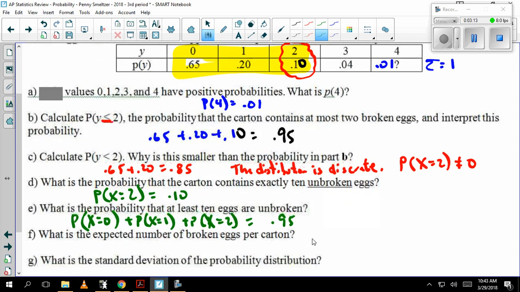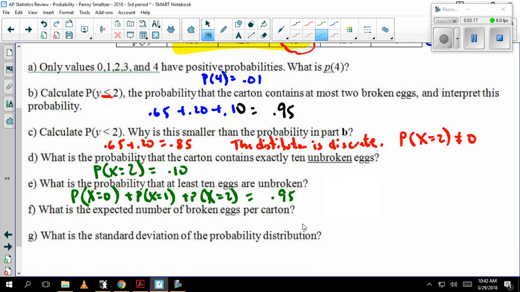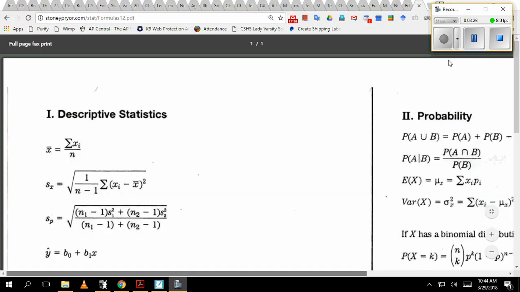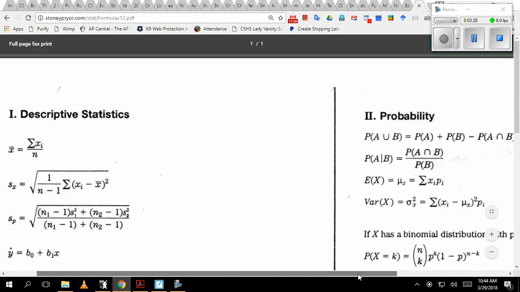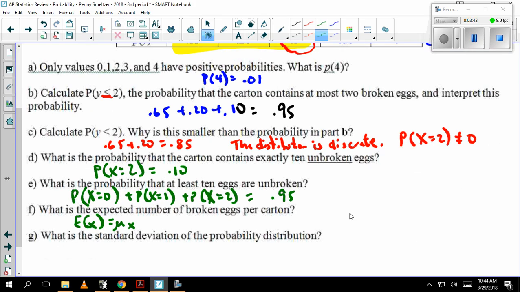Now letter F says, what's the expected number of broken eggs per carton? That's the same as the mean. And you might not remember this formula, but you can go and look on your formula chart. This formula right here underneath the probability heading says the expected value for x, or the mean of x, is the sum of each number times its respective probability. So here's what that means for this problem.